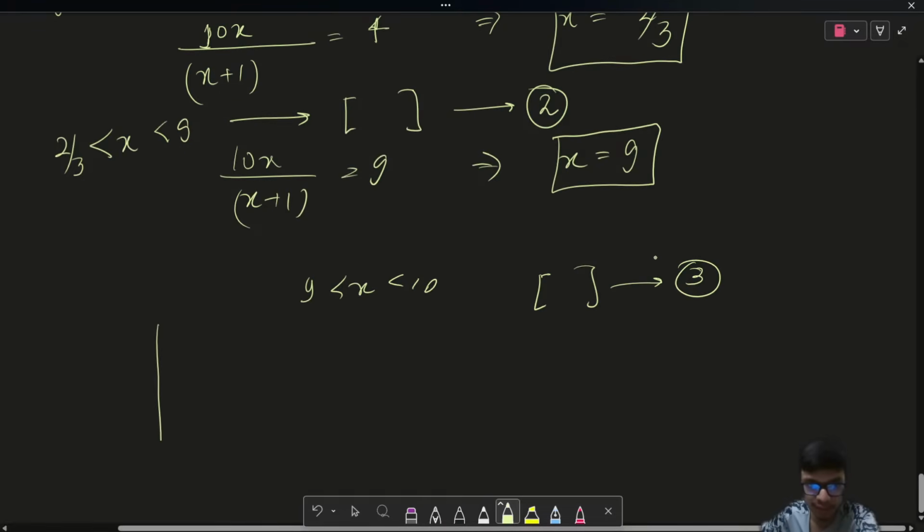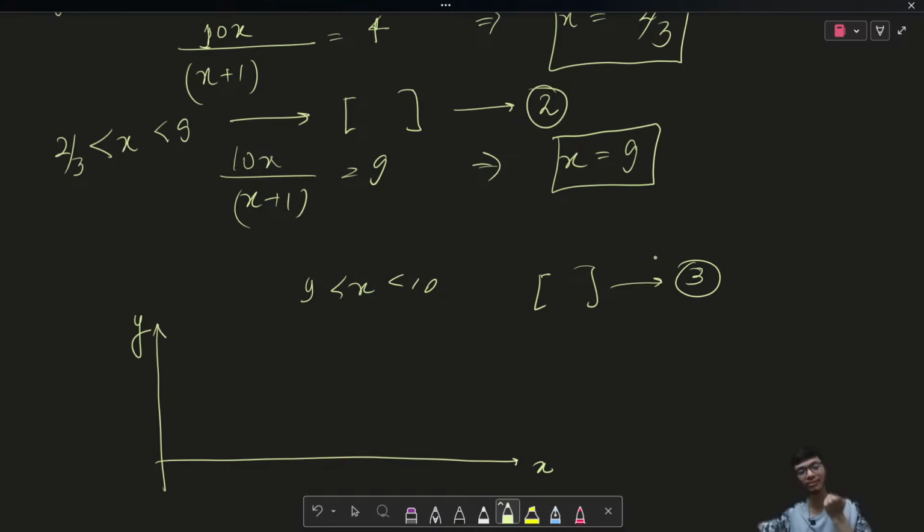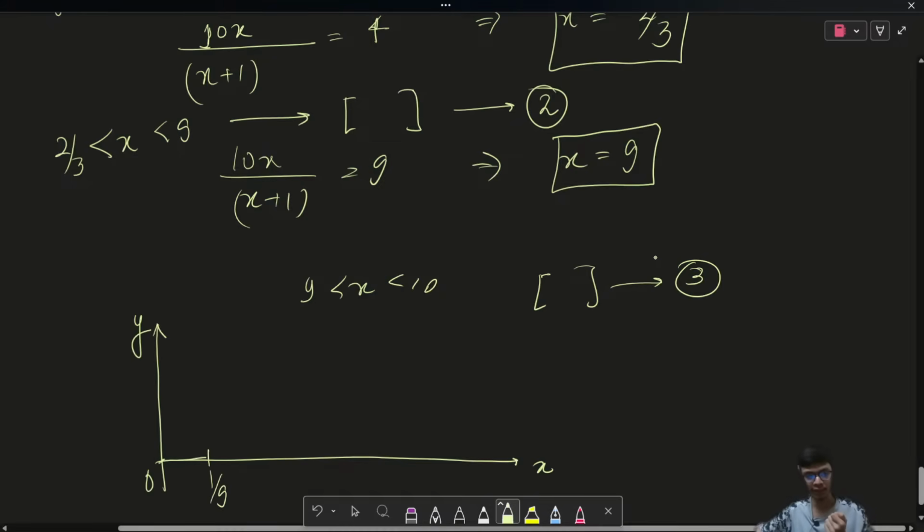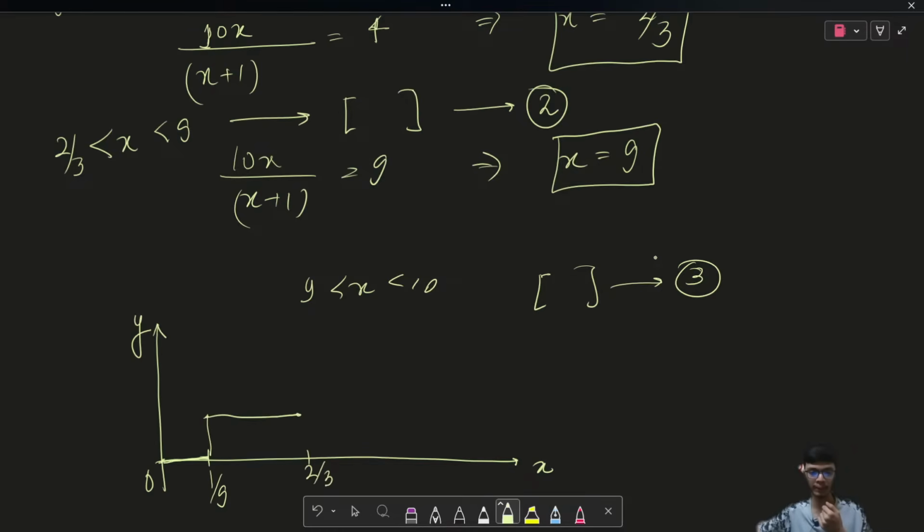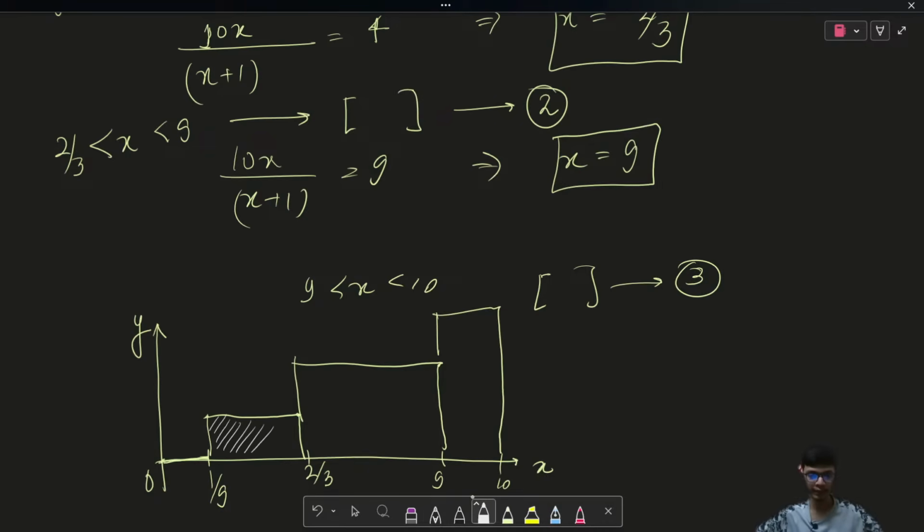So based on this, I will try to plot the curve. Now the curve plotting is very easy in this case because it's a greatest integer function. From 0 to 1 upon 9, this particular value is obviously going to be 0. From 1 upon 9 to 2 upon 3, this value is going to be equal to 1. From 2 upon 3 to 9, this value is going to be equal to 2. And from 9 to 10, this value is going to be equal to 3. So this is how I can plot the required function.